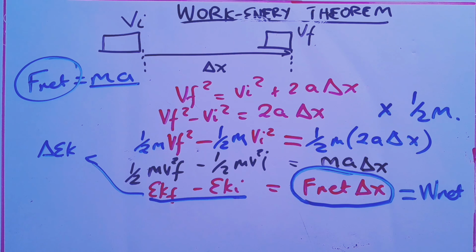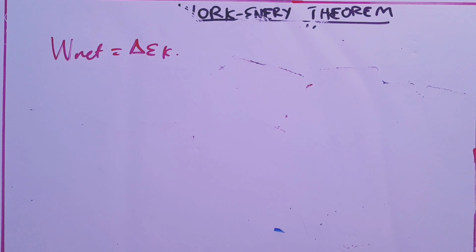So putting everything together now, we can see that our work net is equal to the change in Ek. So our work net is equal to the change in Ek. So this is the work energy theorem. Work net is equal to change in Ek. So let's put that in words, and also let's expand this formula so that you can work with it no matter how complicated the situation is.